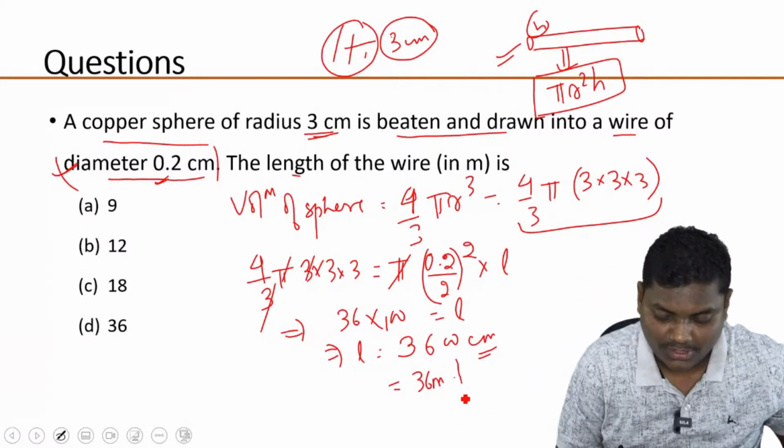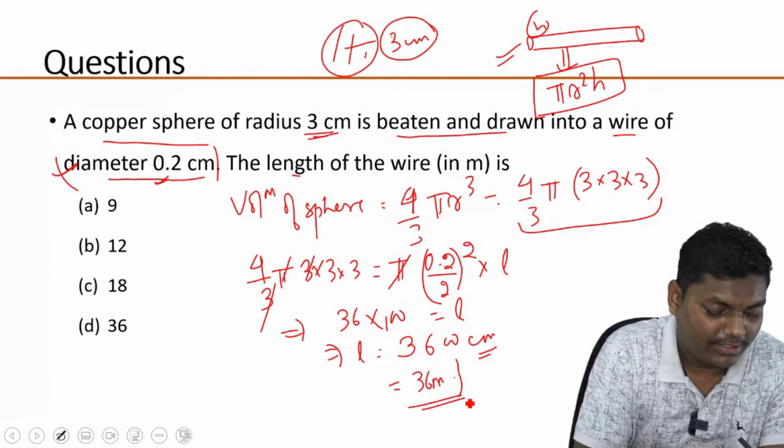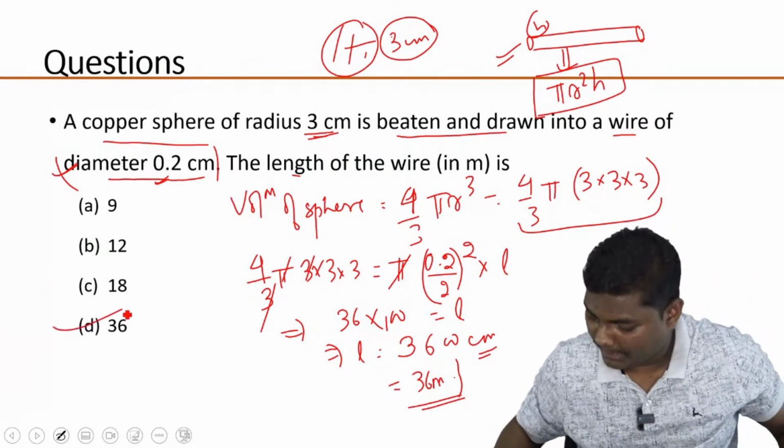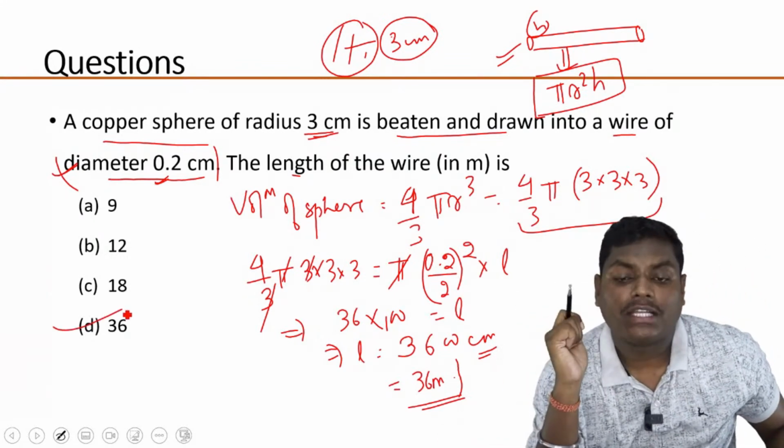Okay. So this is 36 meter. So the correct option is option D. Okay. Moving to the next question.